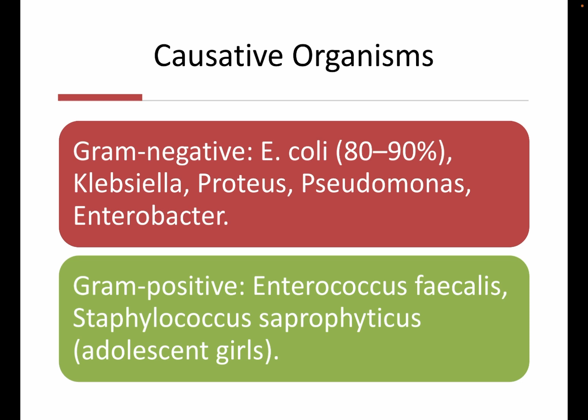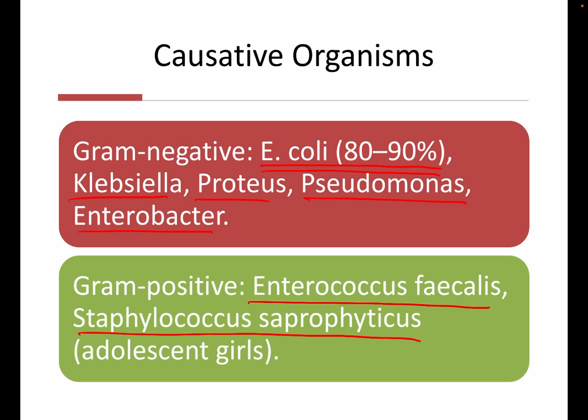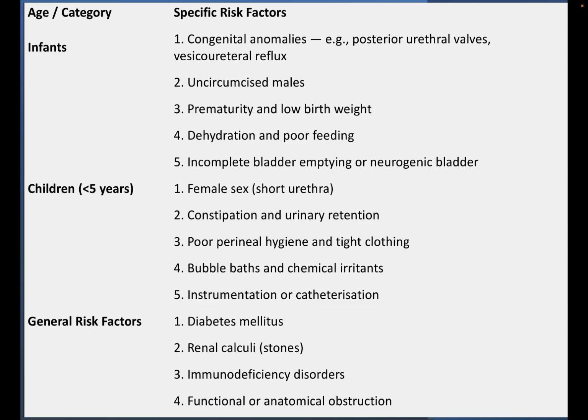What are the causative organisms? E. coli is the most common organism, causing 80 to 90% of the cases, followed by Klebsiella, Proteus, Pseudomonas, and Enterobacter. In case of gram-positive organisms, Enterococcus faecalis and Staphylococcus saprophyticus are more common, and this is more common in adolescent girls. Coming to the risk factors.